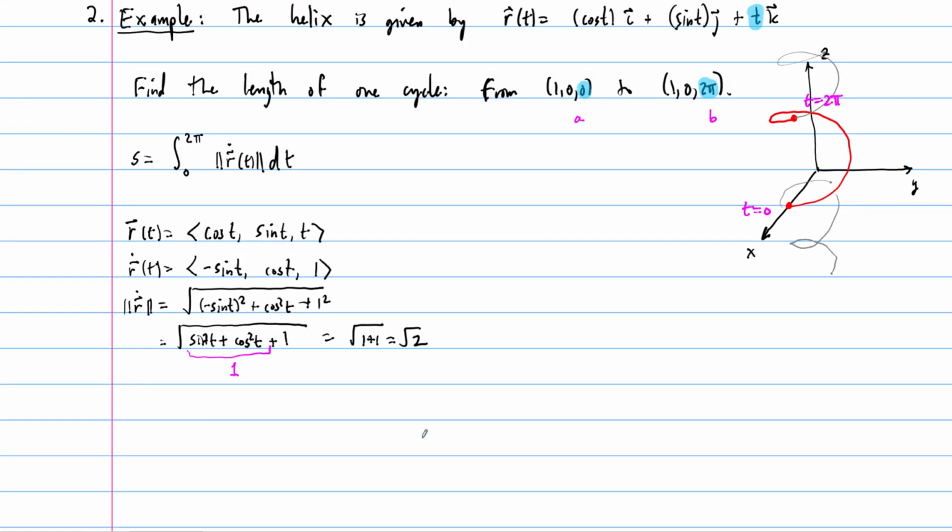Now, this is a function, okay? So this is the length of r dot of t. This function is equal to the constant root 2. So actually it's really nice, right? It's a constant length of the vectors here.